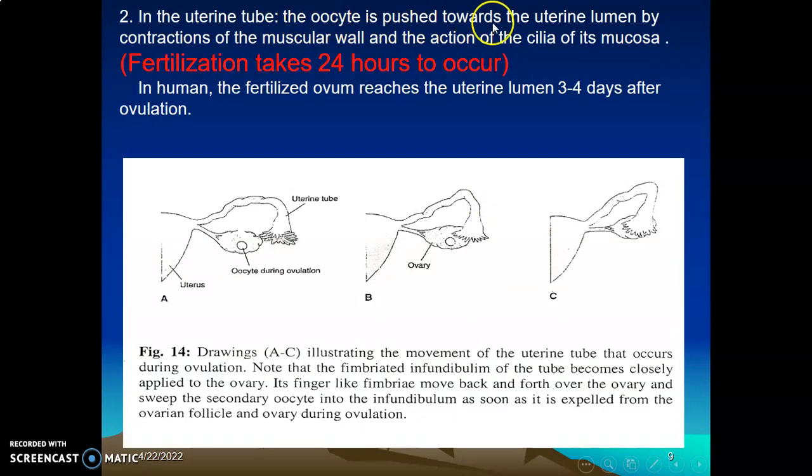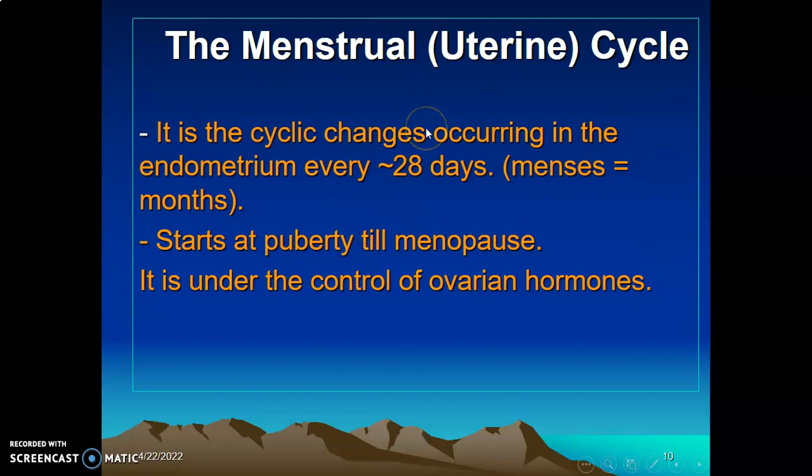So in the uterine tube, the oocyte is pushed towards the uterine lumen due to the contractions of the muscles of the uterus, as well as the cilia in the mucosa of the fallopian tube. So fertilization needs to take place within the first 24 hours. So in humans, a fertilized ovum reaches the uterine lumen in 3 to 4 days after ovulation. So it will be picked up, and then it will reach the uterine cavity in 3 to 4 days after ovulation. So then we go now to the uterine cycle.